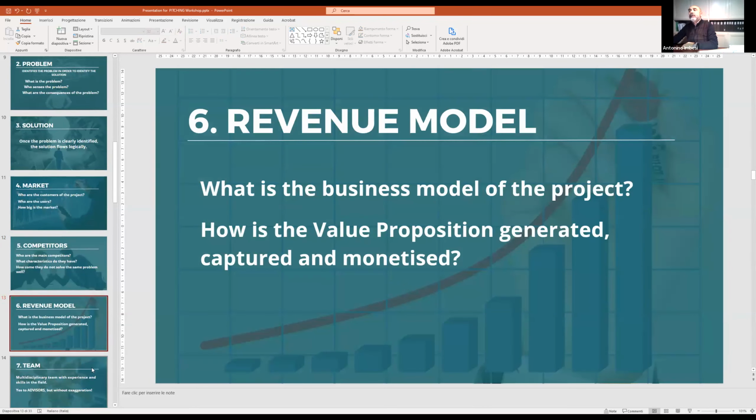Then you need to have the indication of the revenue. So it's important to create a revenue model. This is important to understand which is the value proposition that you can generate and in which way you can create money for your company. And of course, to create for the company some profit.